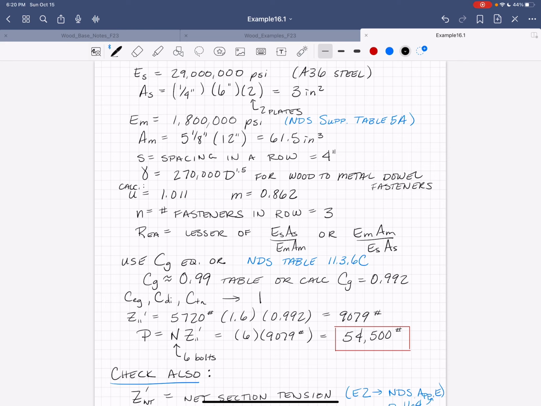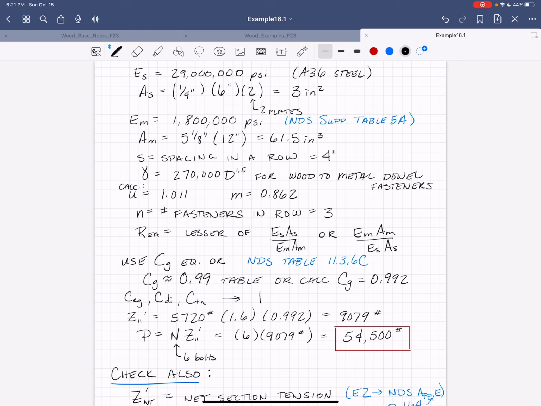All right, so for the side member, that's the steel. So 29,000 KSI, same as you've had before. The area is the area of the plate. There's two of them. If I look at the main member, it is wood, so if I look up E from table 5A in the supplement, I will get that E value. And then the area of the wood portion is 5 1/8 by 12. So I've got that. S, if I look at S in those equations, that's the spacing in the row. Take the small one, and that's 4 inches.